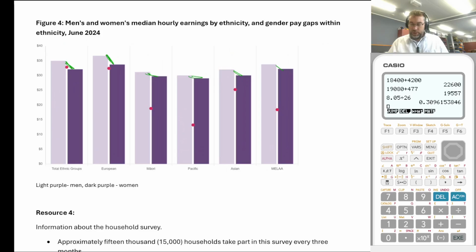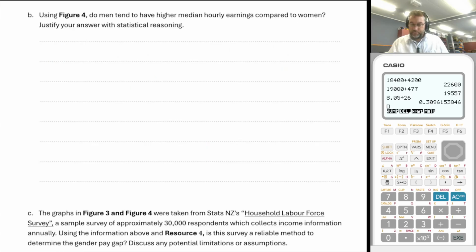So let's have a look at what the question is asking us to do. It says, do men tend to have higher median hourly earnings compared to women? And justify your answer with statistical reasoning. Just note here, you've been given a lot of lines to write your answer on. So this is likely to be at least a merit question. So one statement is not enough in this case.